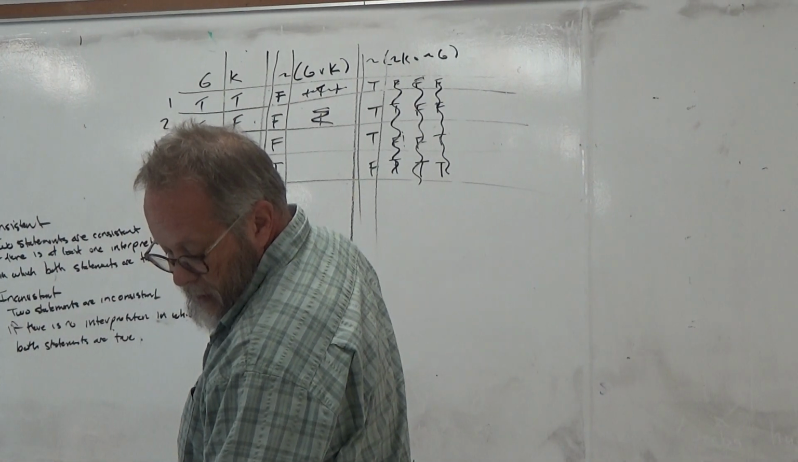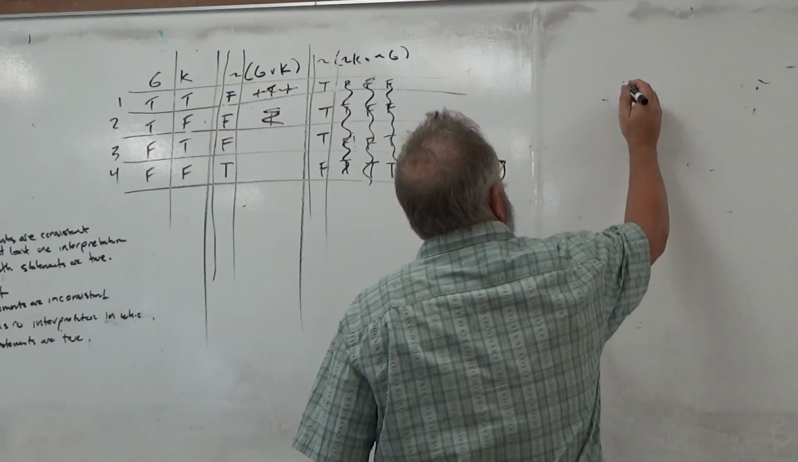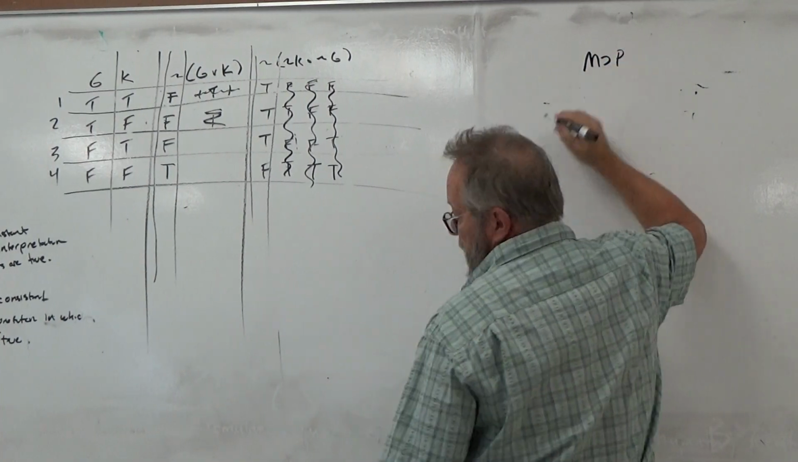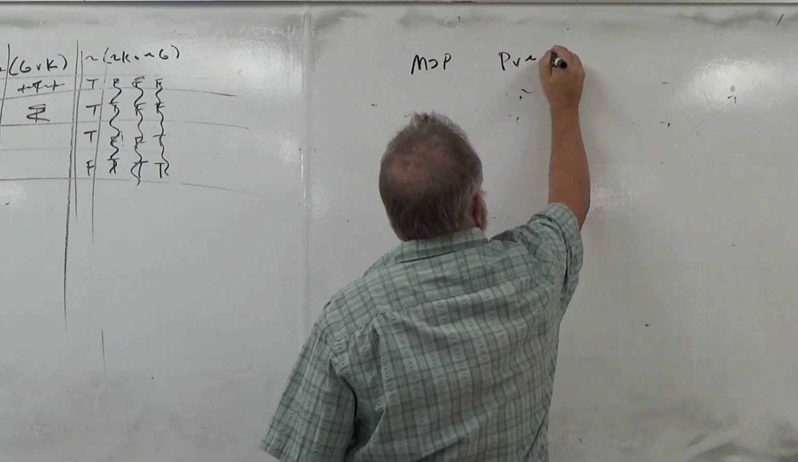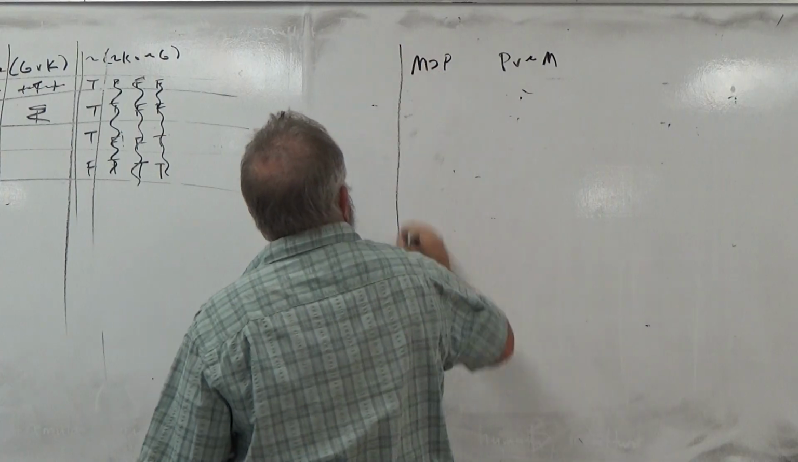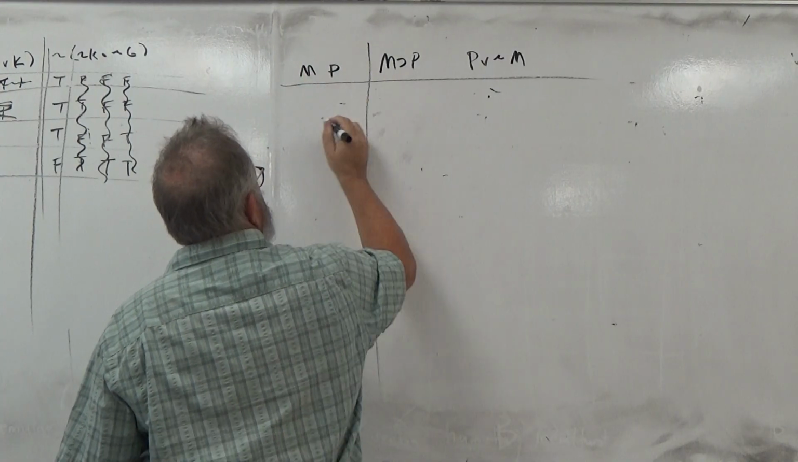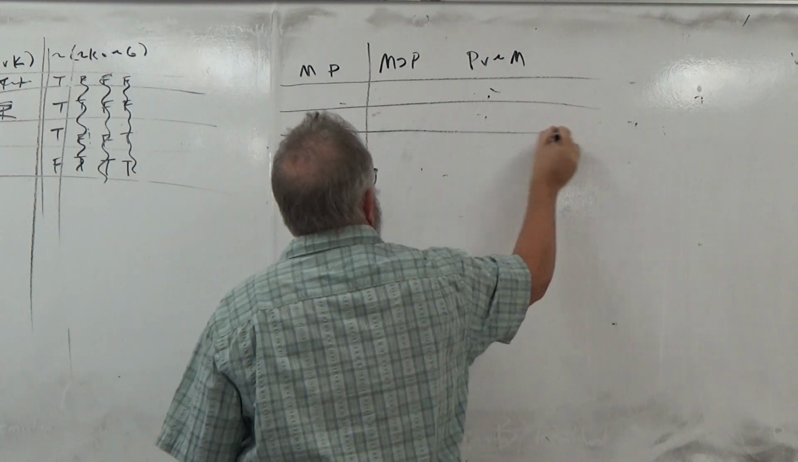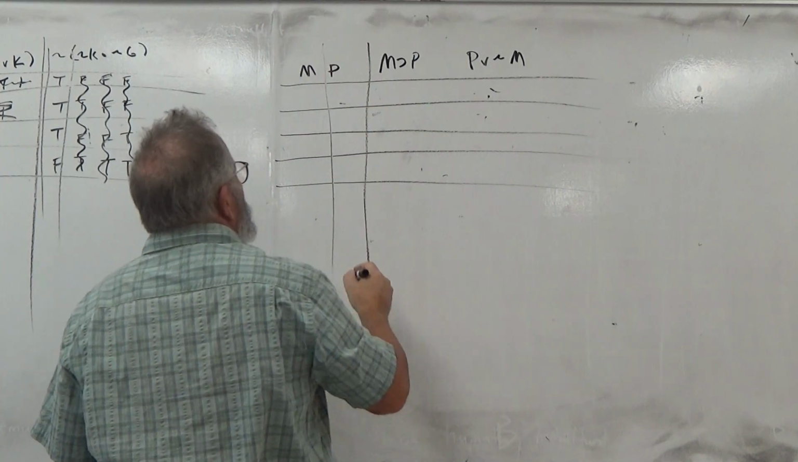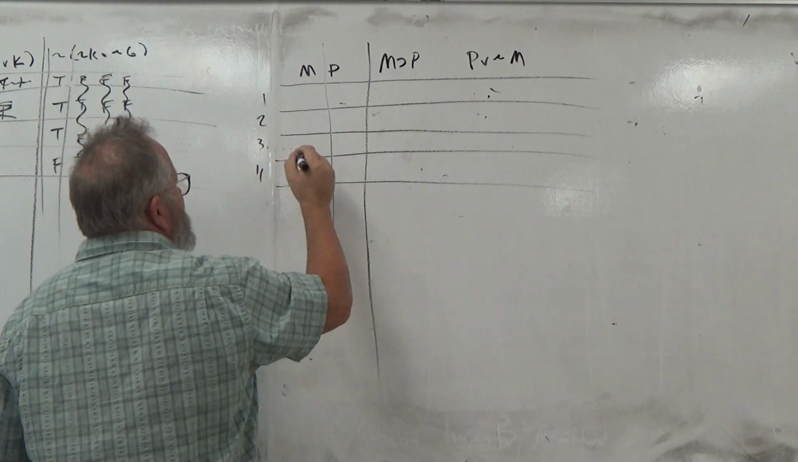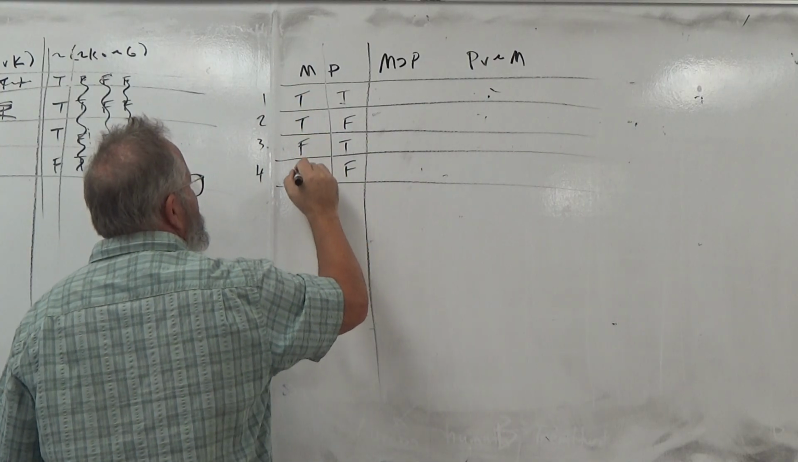Let me do number 2. We have M then P, M then P, and we have P or not M. Okay, so let's make my truth table. I have M's and P's, so I'm going to need 4 interpretations to get all the possible truth values. Okay, 1, 2, 3, 4. True, false, true, false, true, true, false, false.